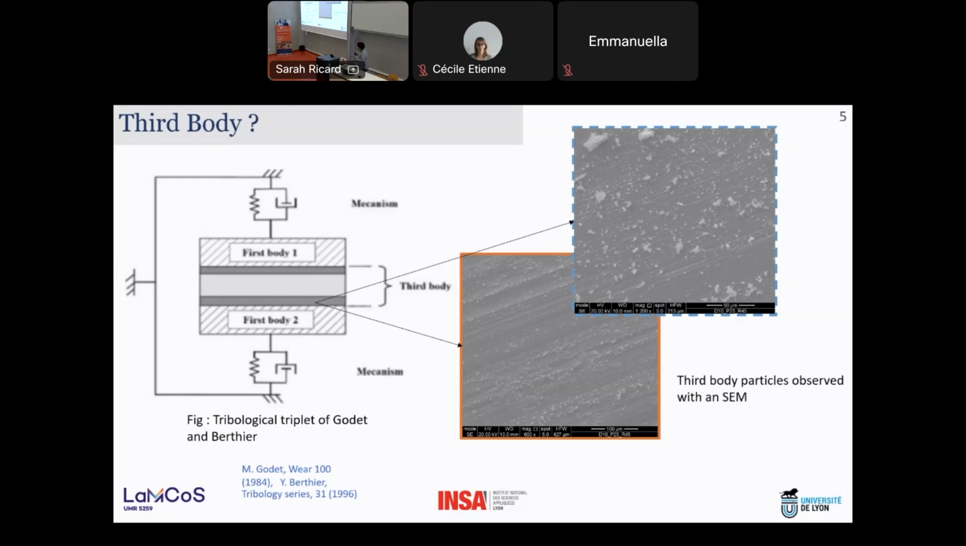The first bodies, these are the two solid surfaces in contact. The second body, which is the mechanism that connects the first bodies and imposes relative motion. And the third body, this is the most crucial and often overlooked component. It is the material that accumulates and forms in the contact surface. It can be made of wear debris, lubricants, or environmental contaminants.